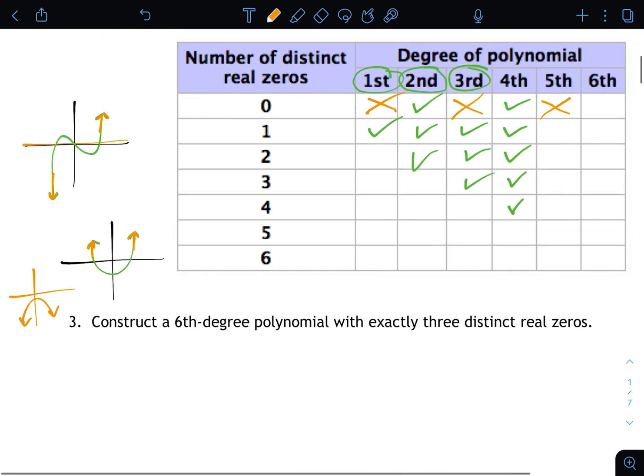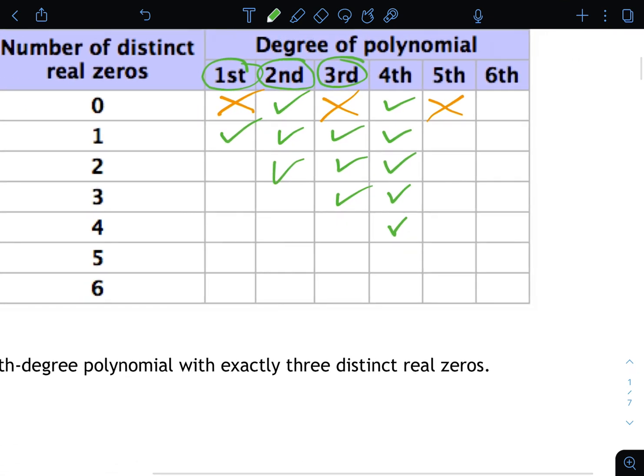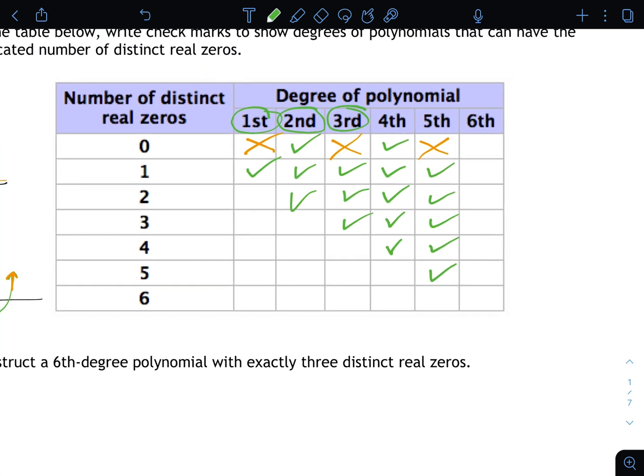So what this ends up doing for us is any odd degree polynomial can have at most that same number of zeros and cannot have 0. And then for even, it can be 0 all the way up to whatever degree it is. So a 6th degree can have up to 6 zeros, including 0 zeros as an option. So this is what our table should look like.